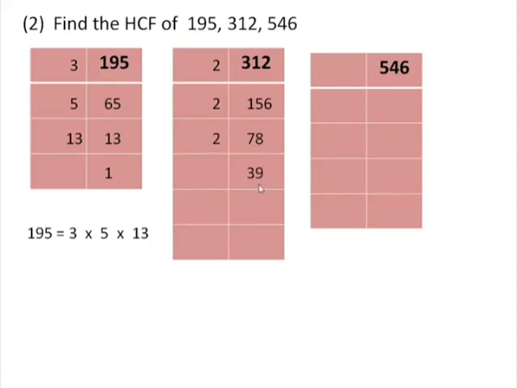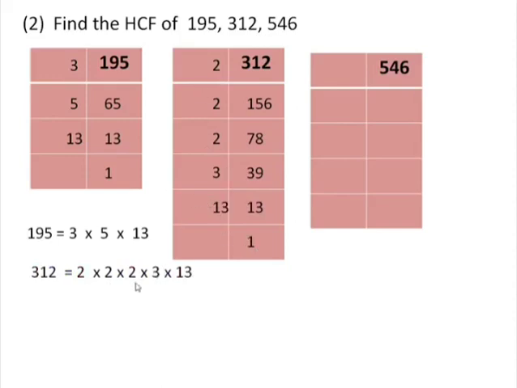Now 39 is an odd number. So you cannot divide it by 2. So let us try for 3. Yes, 39 is divisible by 3. If you recall the table of 13, 13 3s are 39. Now 13 is a prime number. Now divide 13 by 13, you will get 1. Now write 312 in the product form of prime factors.